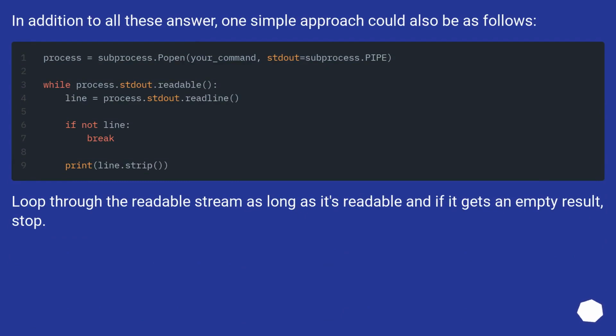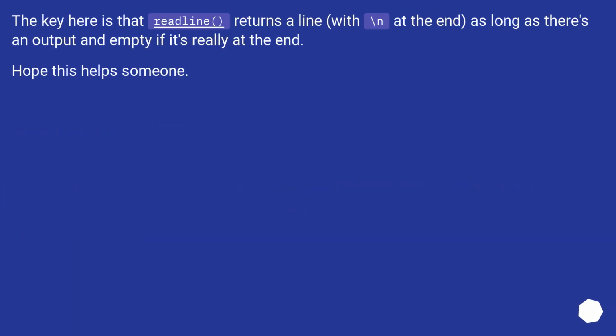In addition to all these answers, one simple approach could also be as follows. Loop through the readable stream as long as it's readable, and if it gets an empty result, stop. The key here is that readline returns a line, with \n at the end, as long as there's an output, and empty if it's really at the end. Hope this helps someone.